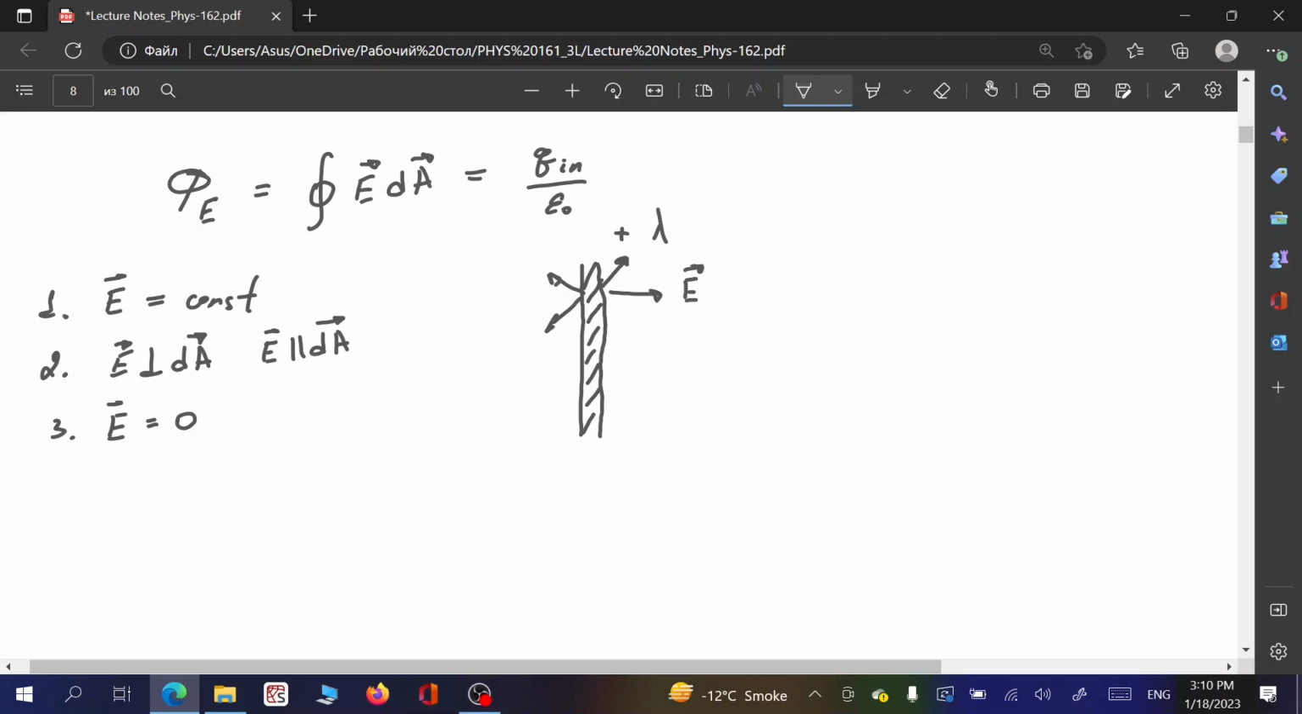We consider that this wire is infinitely long, so the length of the wire is not limited. And we are interested in some point of space at the distance r from the wire. So here, at this point, let's call it point P, we want to know what will be the electric field vector.